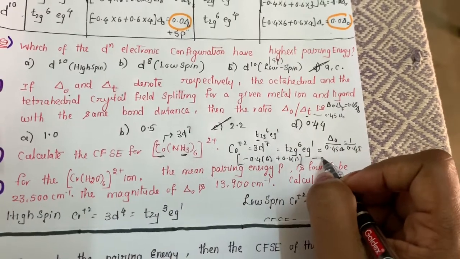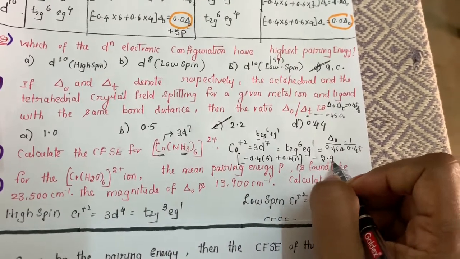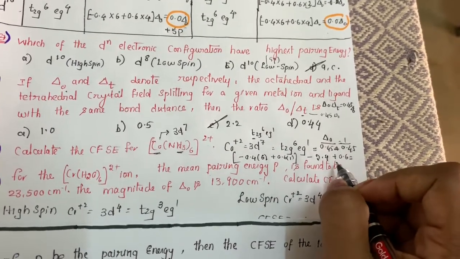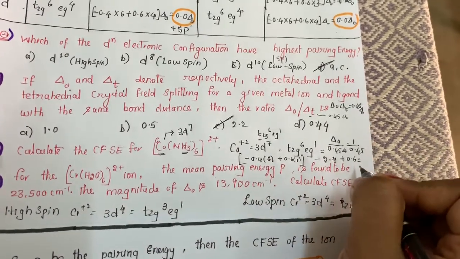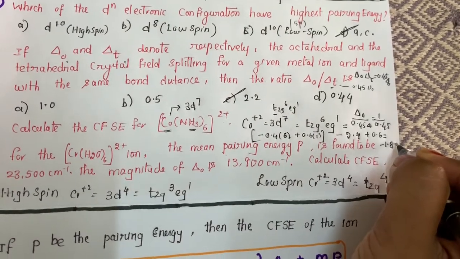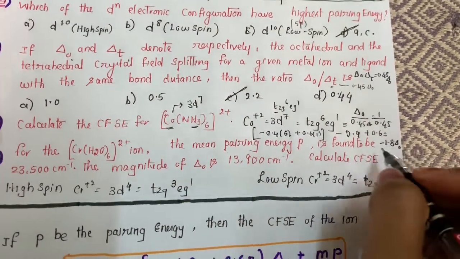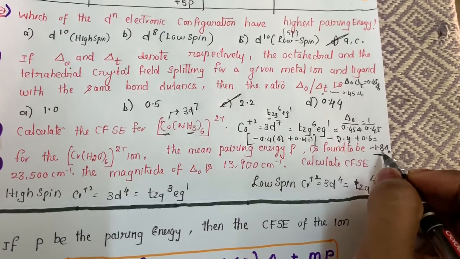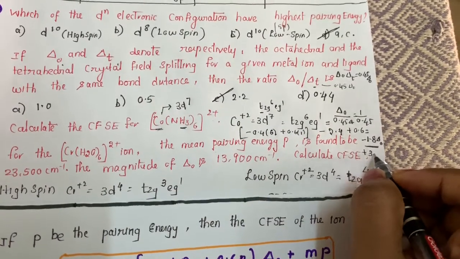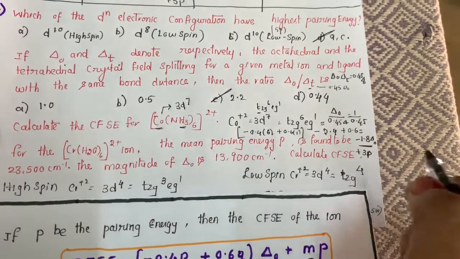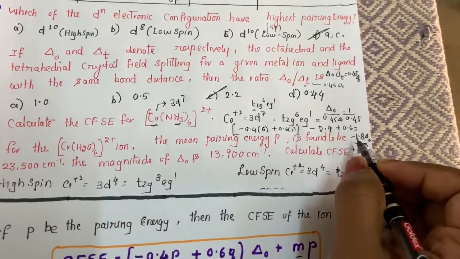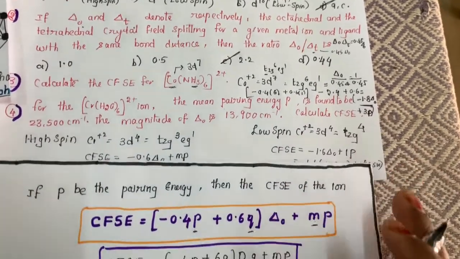So the total value is equal to minus 2.4 plus 0.6, which further equals minus 1.8 delta O, that is the octahedral value. And here you can also observe that all the t2g electrons are in the form of pairs, so plus 3 pairing energy, 3P. So the overall CFSE value is the addition of minus 1.8 delta O plus 3P. So in this way you have to calculate.